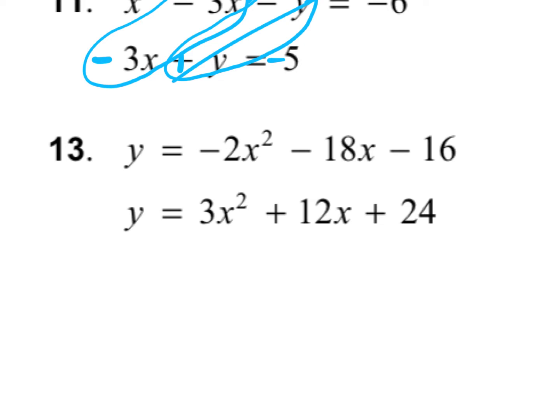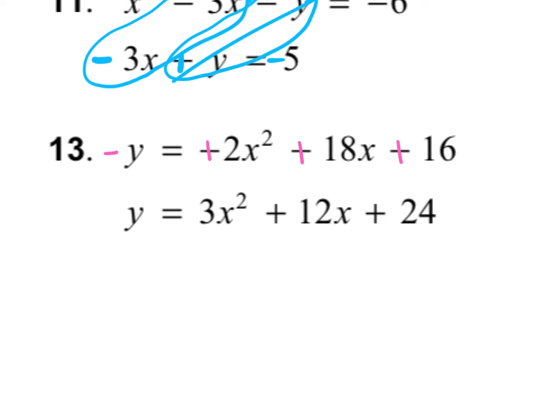So 13, can I get one of my variables to cancel right off the bat? No, but what can I do to make either the x's or y's cancel? I can multiply by a negative to get which one to cancel? Do we want the x's or y's to cancel here? Why? Because we can't get the x squared and the x to cancel at the same time because there's two of them. It wouldn't work. So we need the y's to cancel. So I'm going to multiply one of my equations by -1 to change all the signs. That way my y's will cancel.